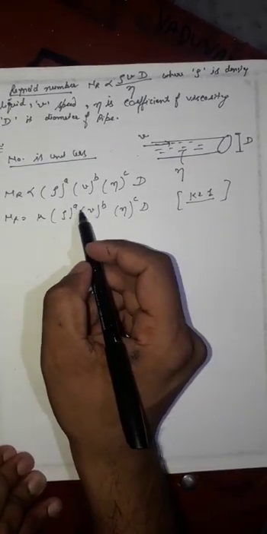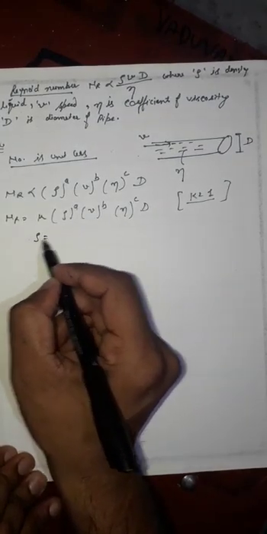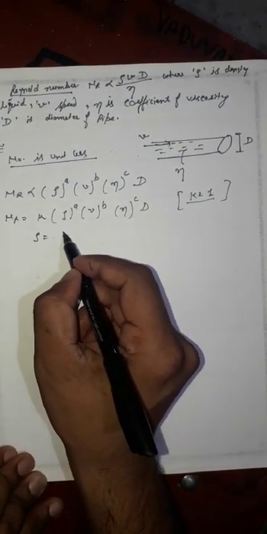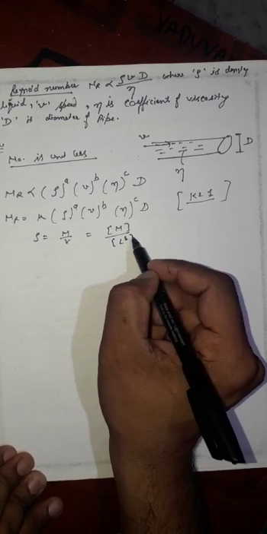Now we know the dimension of each factor. Density is equal to mass upon volume. Mass dimension is M, volume dimension is L cubed. Solving, we get M L^-3. This is the dimension of rho.